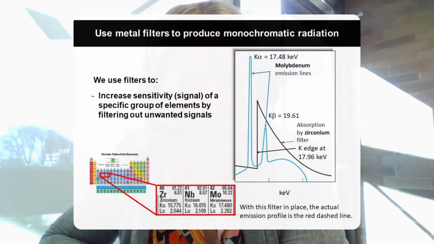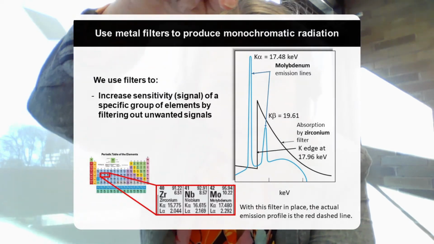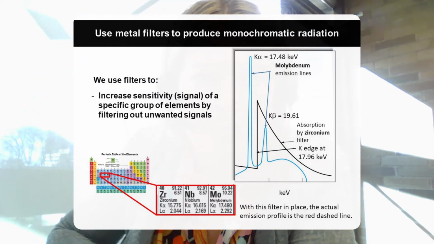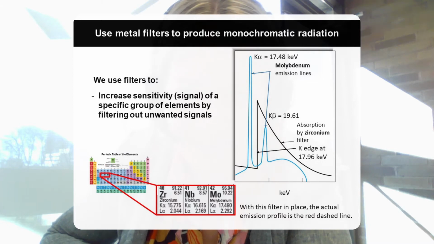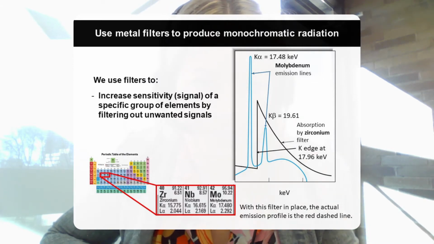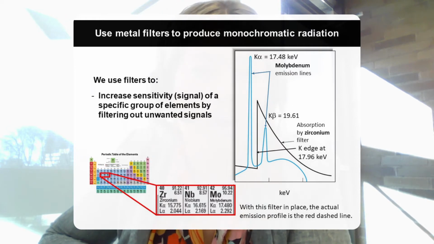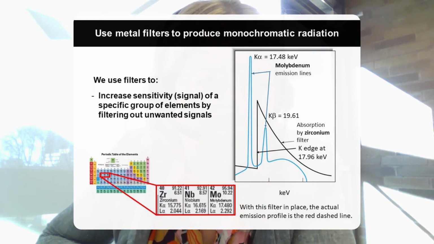In the blue trace is the emission spectrum from a molybdenum target X-ray tube. You can see the K-alpha and K-beta peaks for molybdenum. The black trace shows the absorption spectrum for zirconium. Notice that zirconium has an absorption edge that lies right between molybdenum's K-alpha and K-beta peaks. By placing a zirconium filter between the X-ray tube and the sample, we can block molybdenum's K-beta peak from interacting with the sample.